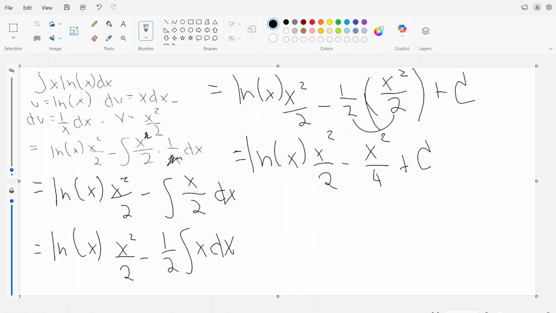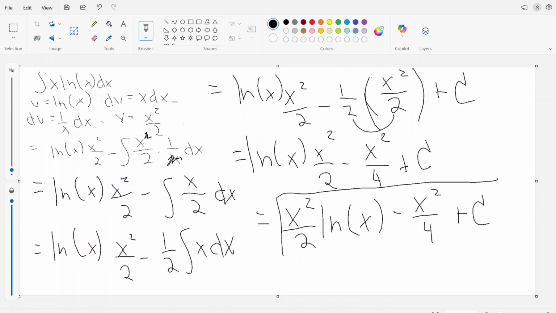If you want to write it in a bit neater form, you can put x squared over 2 out in front and swap these two. But this is our final simplified answer for exam problem number 2. And this is just practice having a logarithm in the integral. So that's it. And it's quite easy, to be honest.